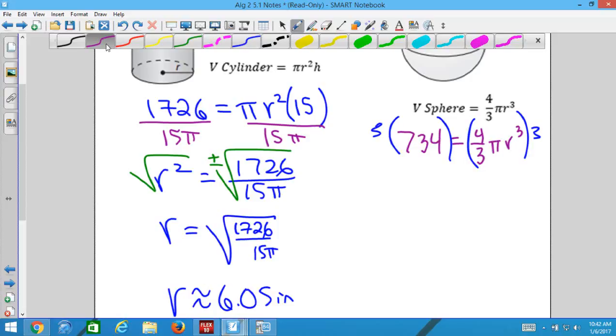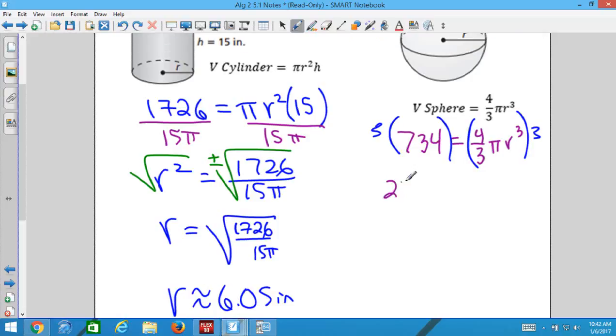Okay, trying to get radius by itself, so I need to get rid of what? So how do I get rid of 4 pi? Divide by 4 pi.